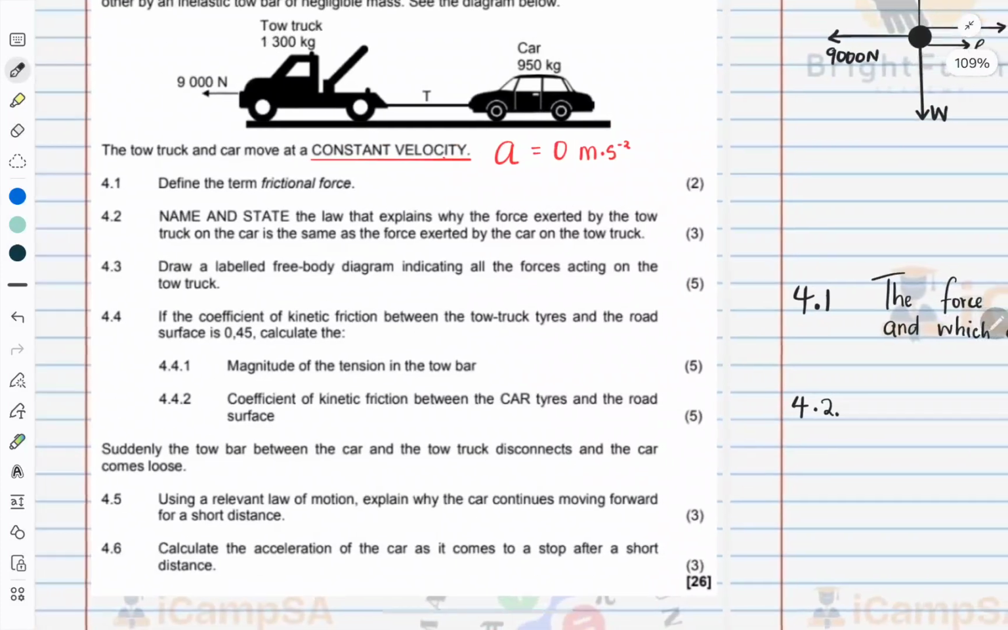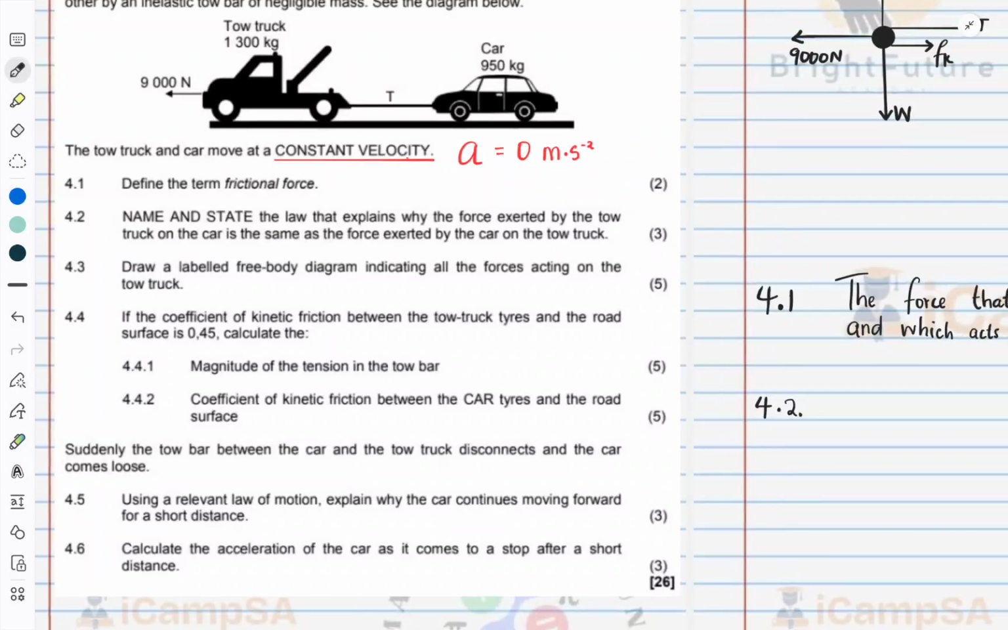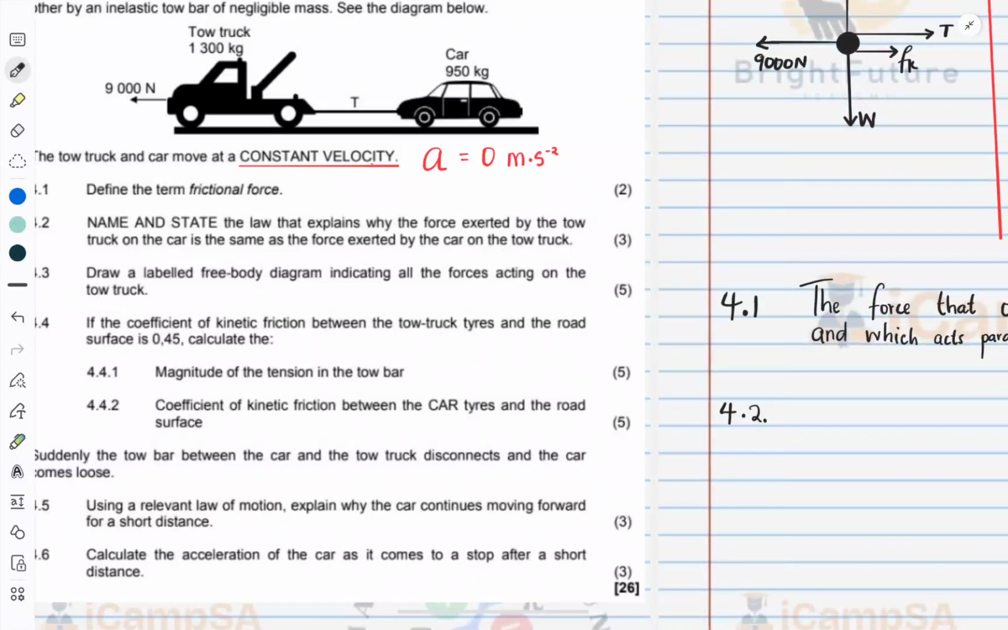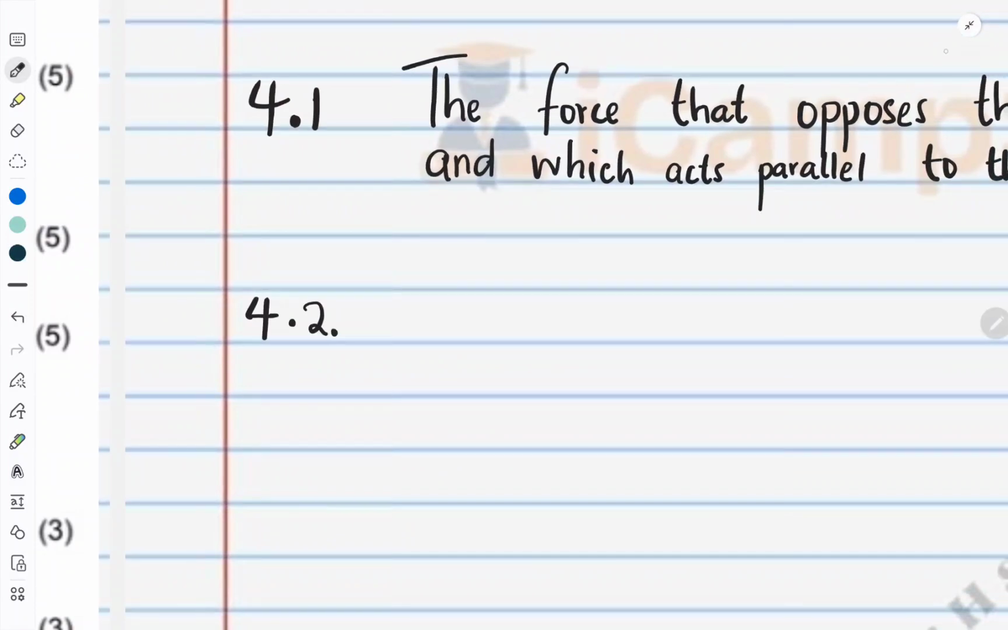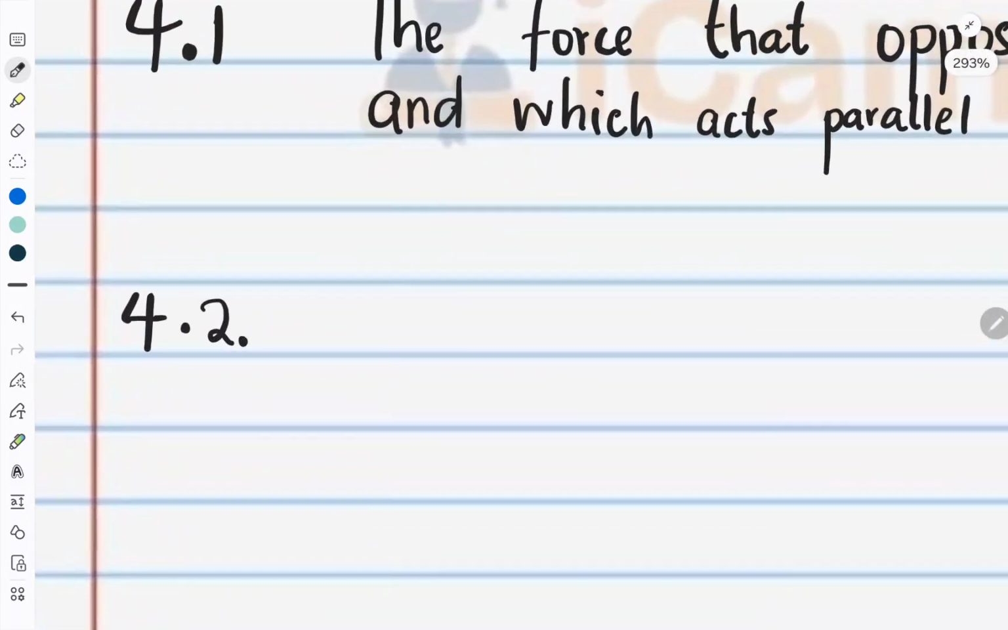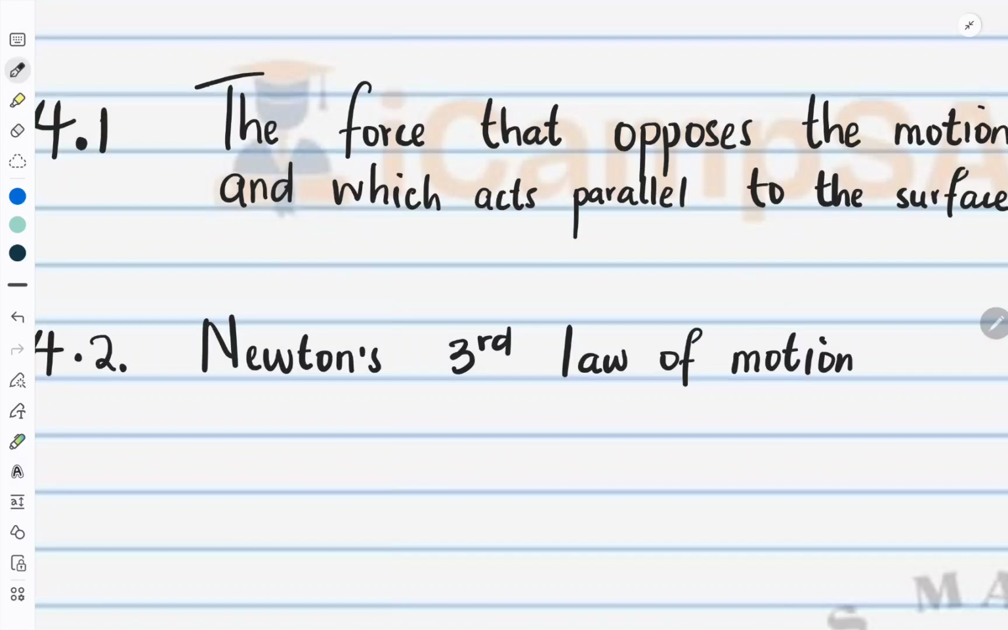We are asked to name and state the law that explains why the force exerted by the tow truck on the car is the same as the force exerted by the car on the tow truck. So first of all, let's name the law. That's Newton's third law. You write it there, Newton's third law of motion, and then you state it.